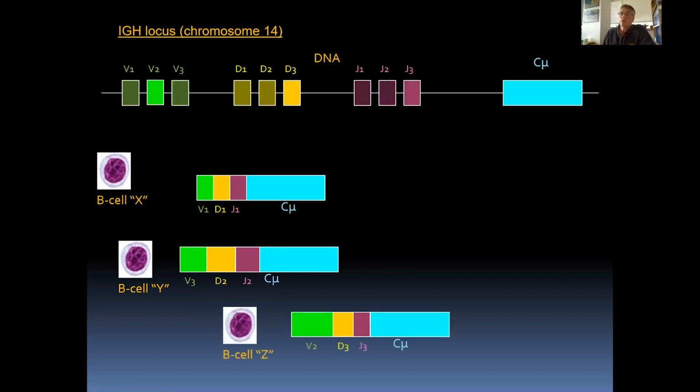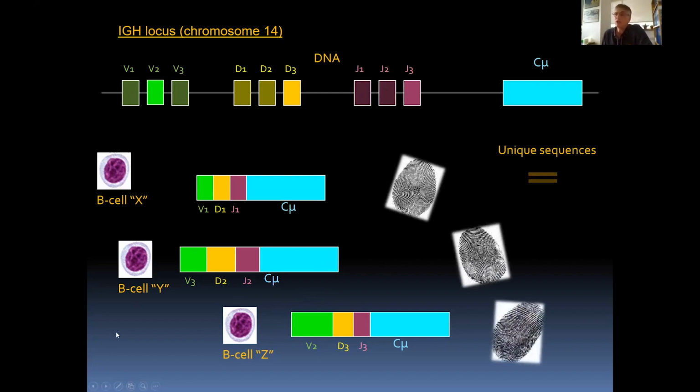The same goes true for a third B lymphocyte, the Z B lymphocyte. It will choose randomly a V2, a D3, and a J3. So yet again, the sequence and length of this region will be different from the others. And this goes on and on for all the B lymphocytes that differentiate. So you can imagine the quantity of permutations and combinations that can result in the vast array of immunoglobulin molecules that recognize different antigens.